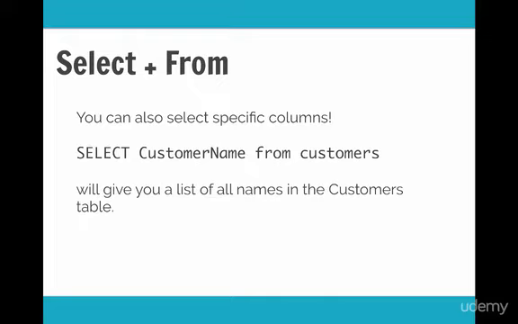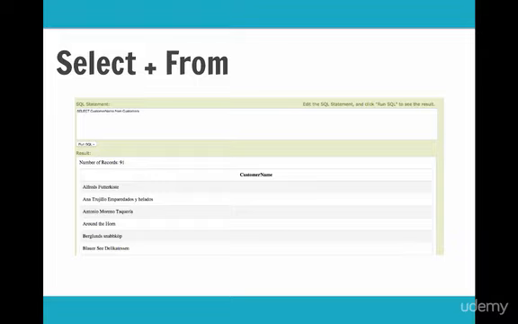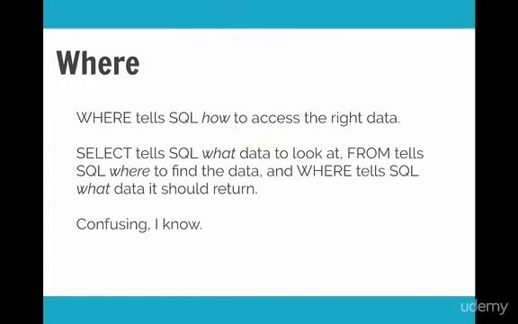You can also select specific columns within certain tables. For example, select customer name from customers is telling the database to return all data in the table customers that falls under the customer name title. And you can see the result. This is every customer name that is present in the customers table.